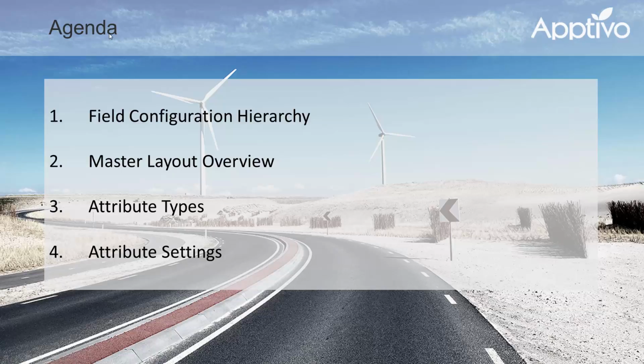And then we're going to talk about the master layout. Really, that's the core of all field configuration, as you're going to see in the next slide. So the idea is we're going to spend all of our time in the master layout, but I just want to quickly show how that interface works. And then we'll dive into what types of fields are supported inside of Apptivo, both basic and advanced, and then we'll look at the types of settings that you can control about these individual fields. So let's go ahead and dive in.